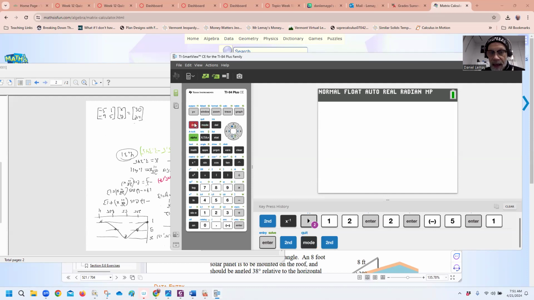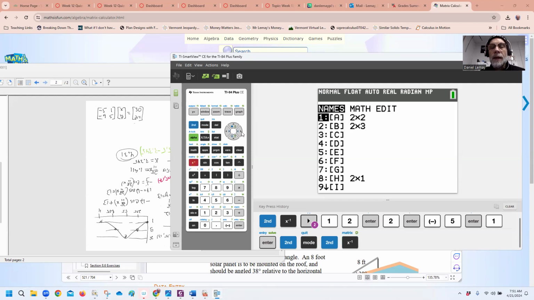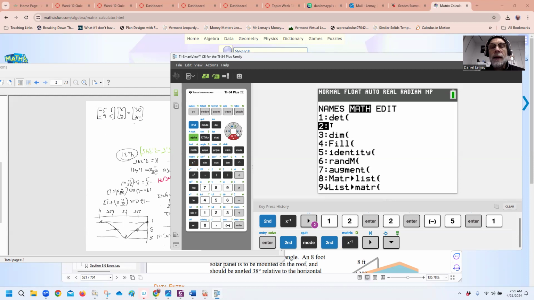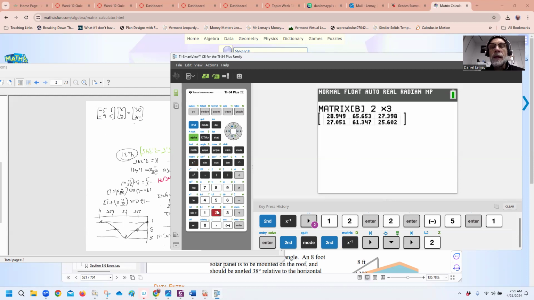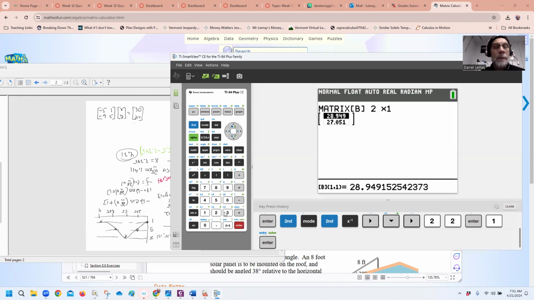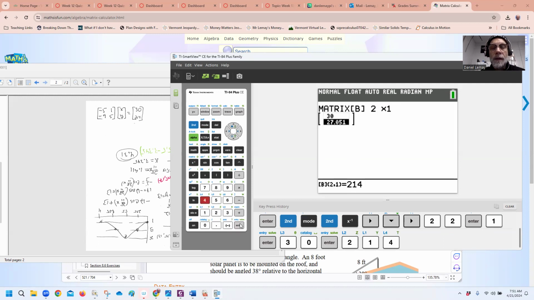Now I've got to go back and edit the matrix for the constant matrix. So we'll do second matrix again, and then I'm going to come over to edit. Here we go. And I'm going to edit matrix 2. I'm going to make that a 2 row, 1 column matrix, and I've got to type in the 30 and the 214. And I'm going to quit this.